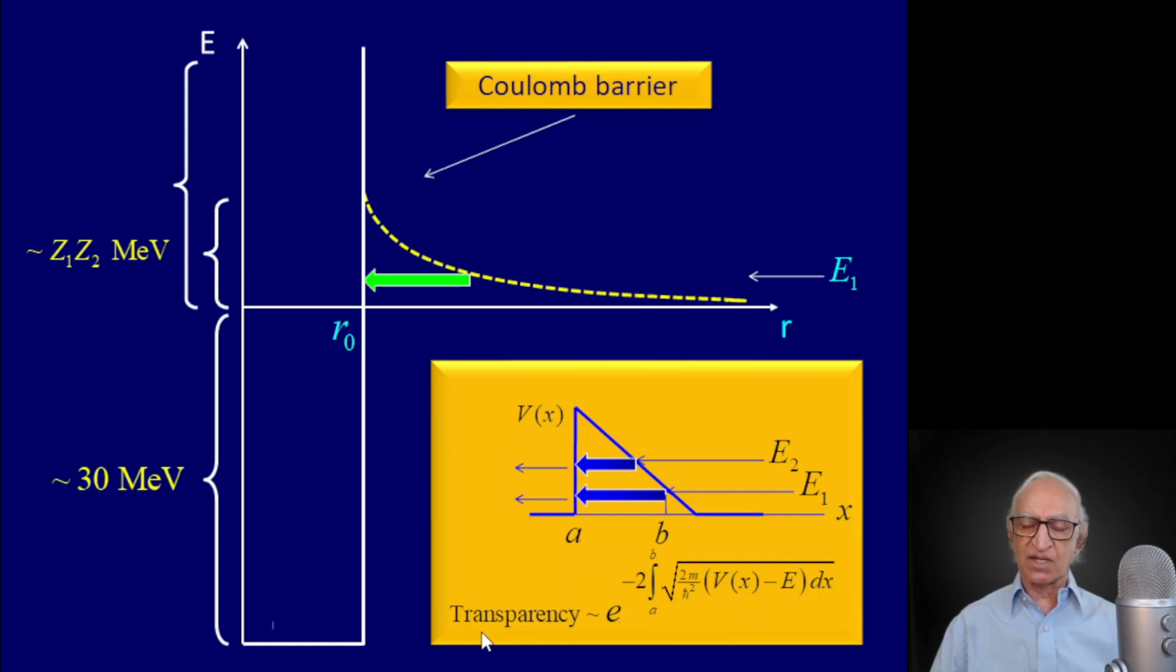Now, down below on the right-hand side, I've written the expression for the tunneling probability or the transparency. And I stressed in the earlier lecture that this tunneling probability is an exponential function, and it depends upon the height of the potential barrier, the energy of the particle, the mass of the particle, and it also depends upon the width of the potential barrier.